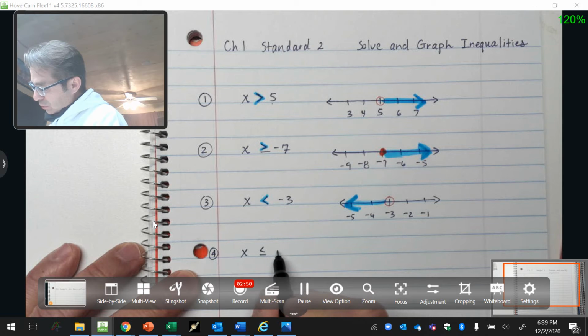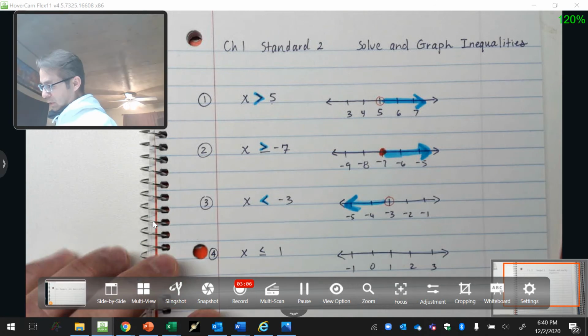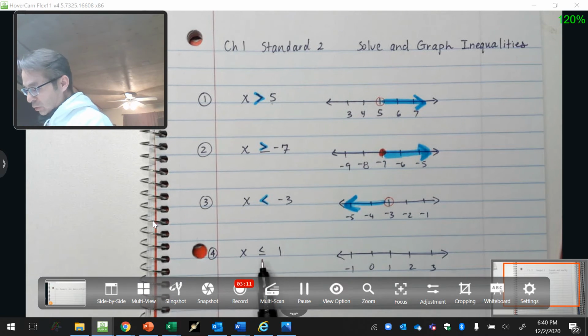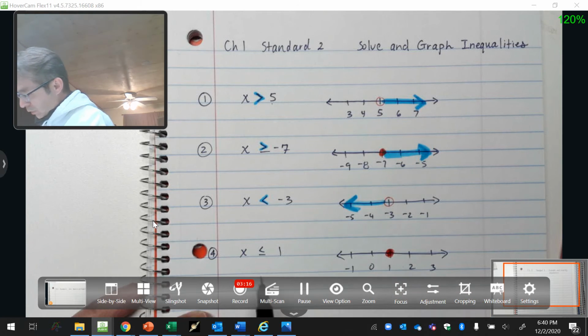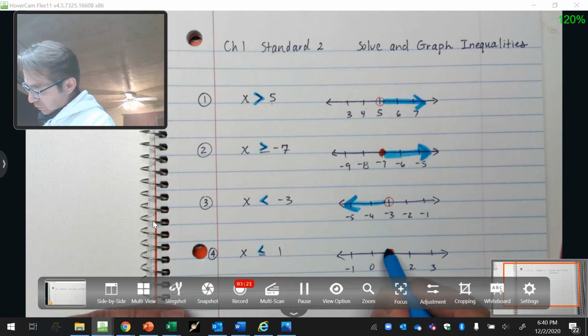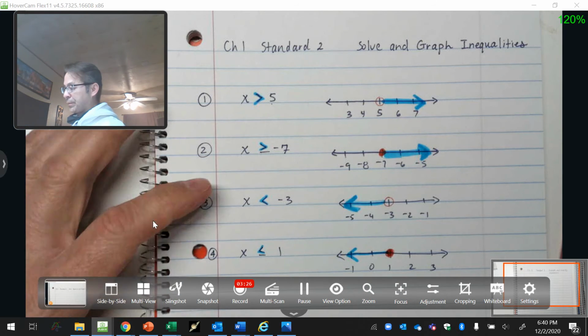X is less than or equal to, let's go with 1. Put a 1 here, 2, 3, 0, -1, and because it says equal to, you need a closed circle, and less than is to the left, to the left, to the left. Voila. Your turn.